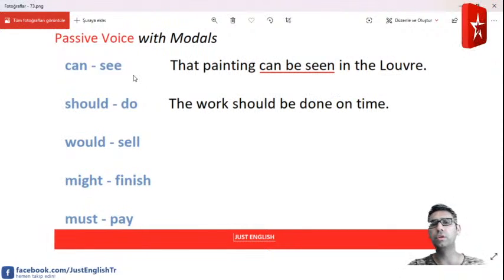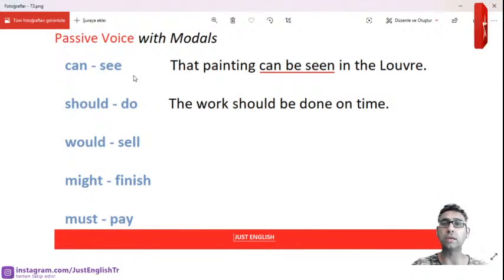The work should be done on time. The work should be done in time.